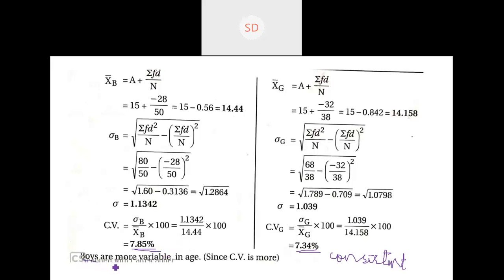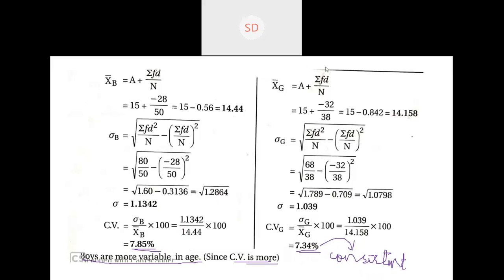Did you all understand how to find the conclusion? If the CV is less, it means they are more consistent. If CV is more, it means there is a lot of variation in the data given. So that is why we give the conclusion saying boys are more variable in age when compared to girls.